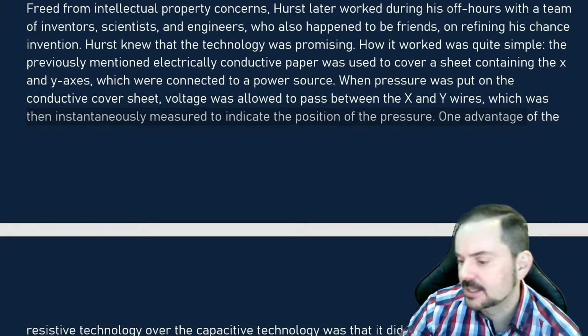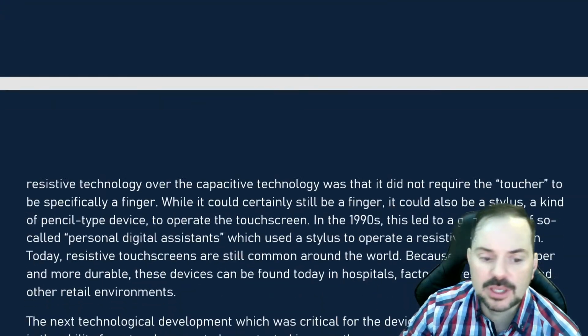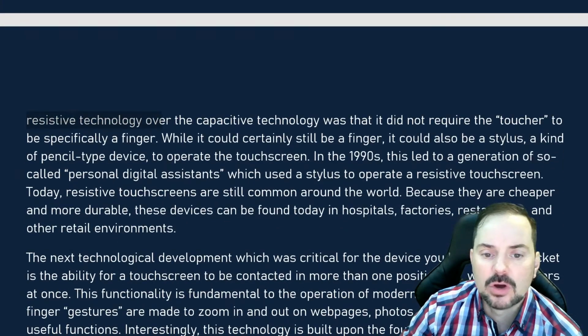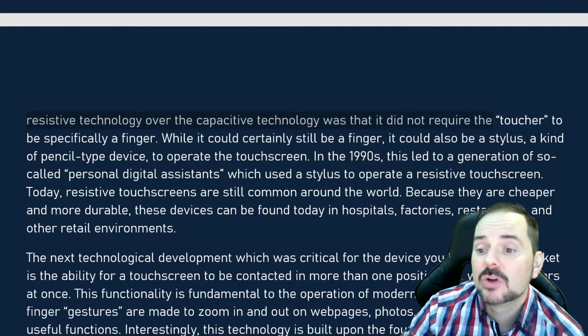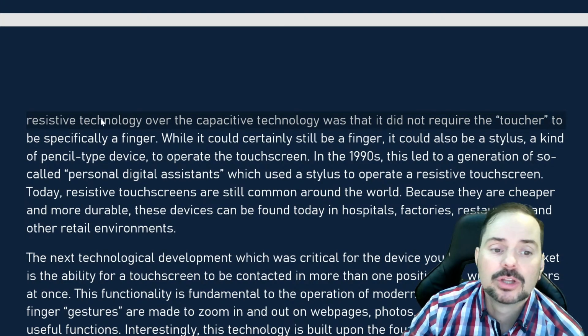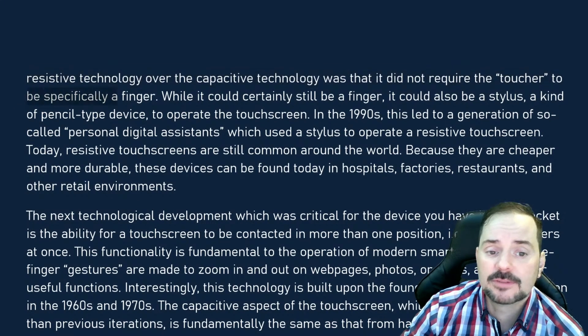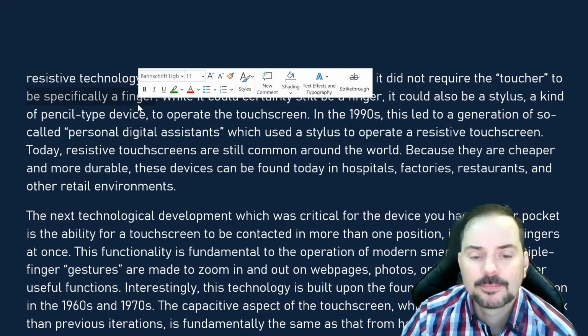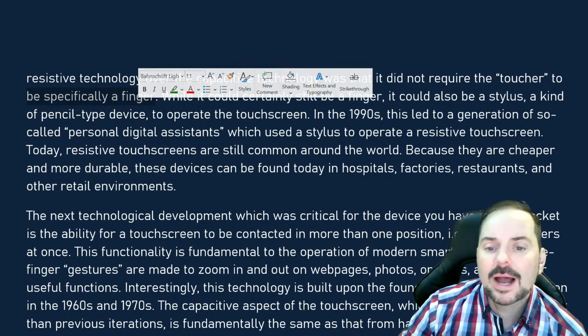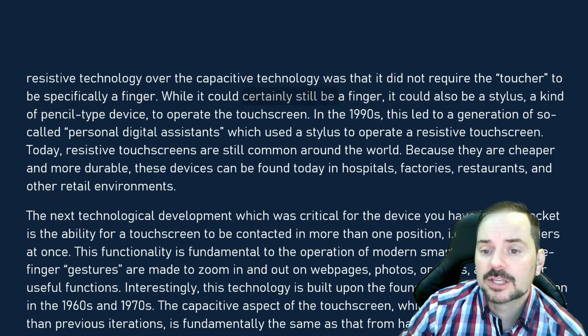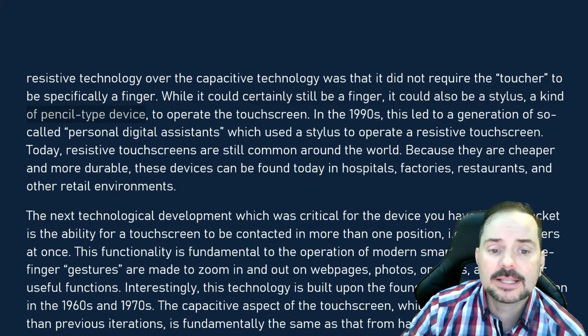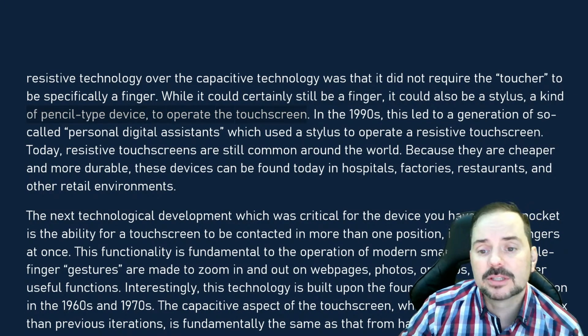One advantage of the resistive technology over the capacitive technology was that it did not require the toucher to be specifically a finger. While it could certainly still be a finger, it could also be a stylus, a kind of pencil type device to operate the touchscreen.